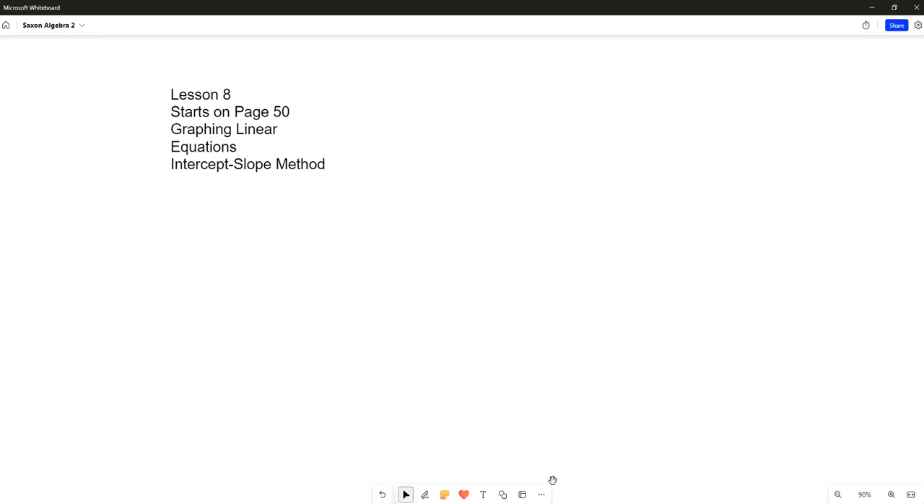Hi, Algebra 2 students. This is Lesson 8: Polynomials, Graphing Linear Equations, and the Intercept-Slope Method. First, polynomials on the bottom of page 50.